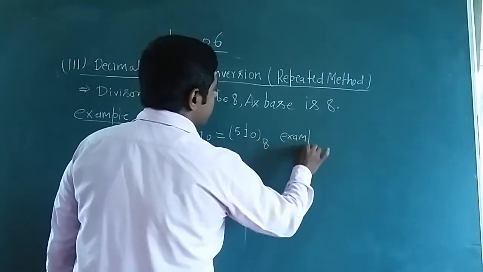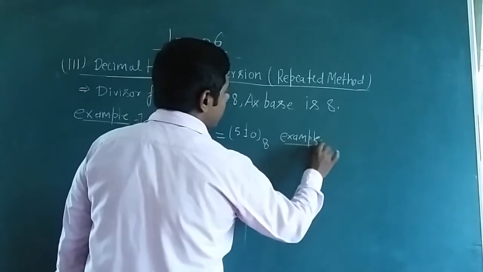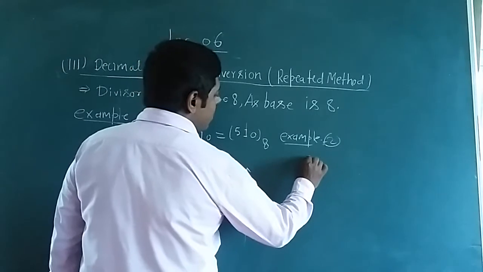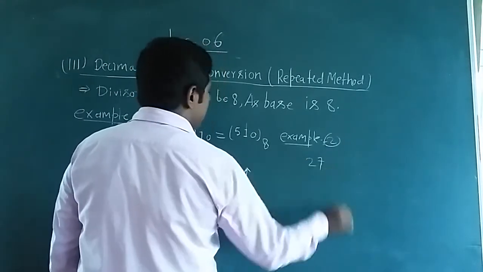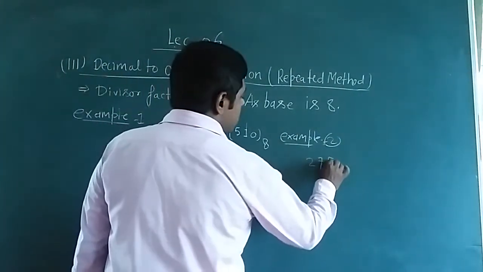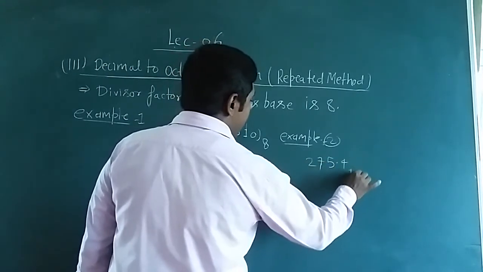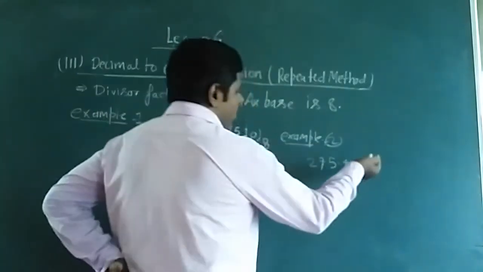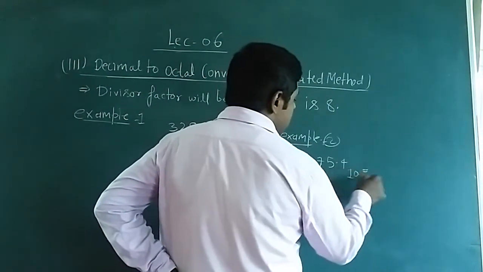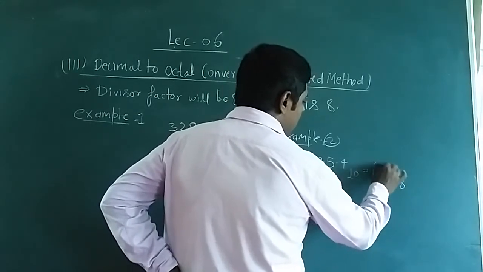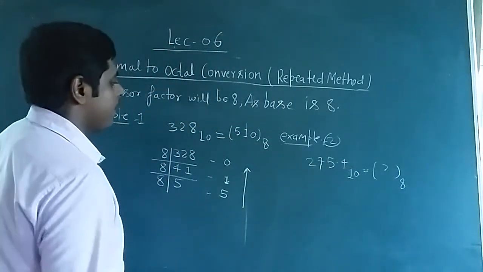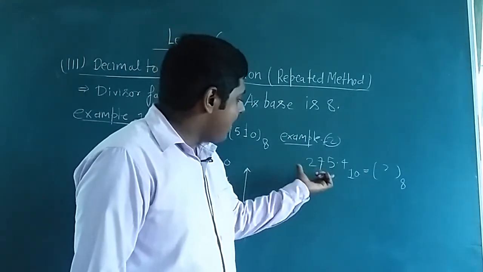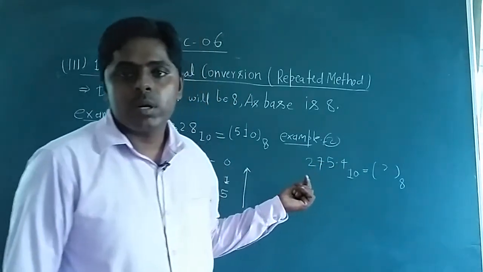Example 2. Here we have a decimal number, 275.4 base 10, and we have to find what the octal number of this decimal number will be. First of all, we will divide that number which is before the decimal point.